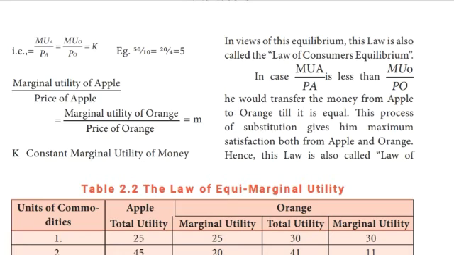Marginal utility of apple divided by price of apple is equal to marginal utility of orange divided by price of orange is equal to K, where K is the constant marginal utility of money. In view of this equilibrium, this law is also called the law of consumer equilibrium. In case MUA/PA is less than MUO/PO, he would transfer money from apple to orange till they are equal. This process of substitution gives him maximum satisfaction from both apple and orange. Hence, this law is called the law of substitution.